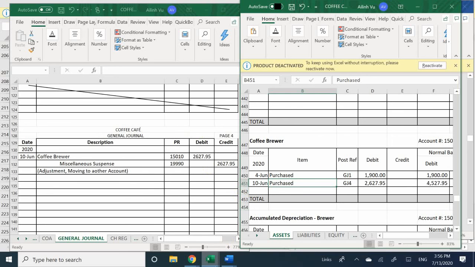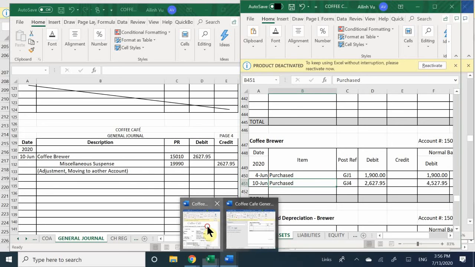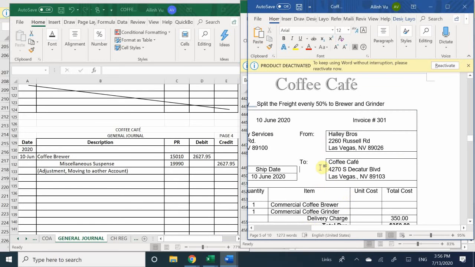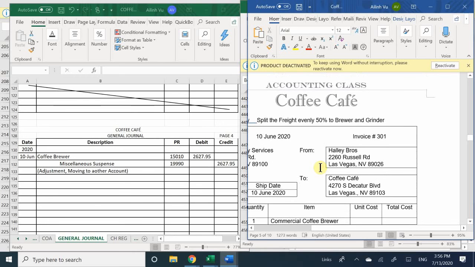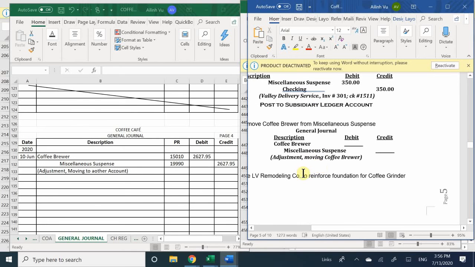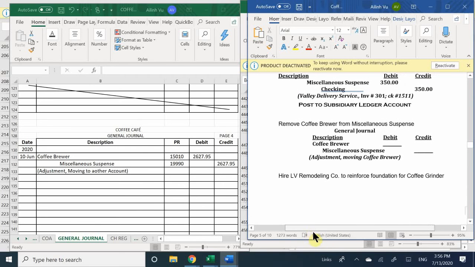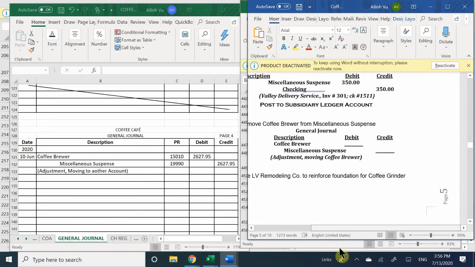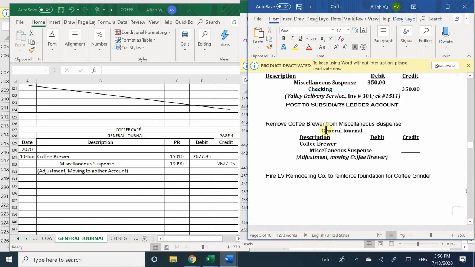Okay? So, all right. Now that we finally indicated all of that, split the freight in half, okay? And we finally moved the item out of the miscellaneous expense. Now the next thing says hire LV Remodeling Company to reinforce the foundation for the coffee grinder. Any transaction here? No. We just hired them. They didn't bill us. We didn't pay them. Nothing.